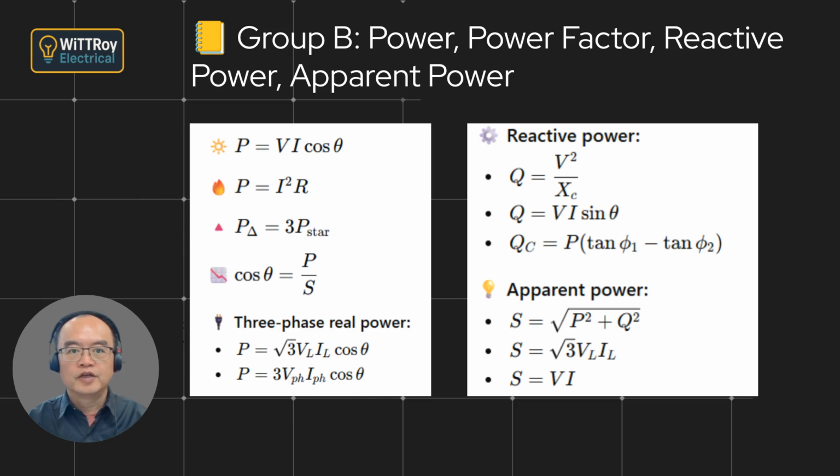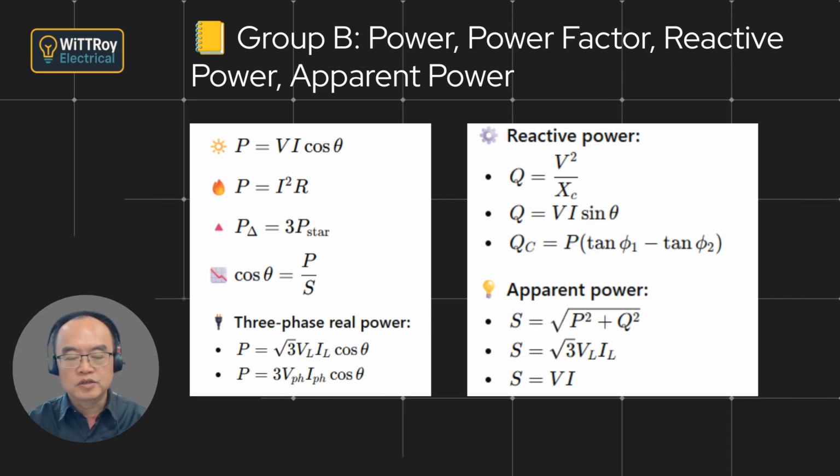This formula calculates real power in a three-phase system using phase voltage and phase current. P is power in watts. VPH is phase voltage in volts. IPH is phase current in amps. Cos theta is the power factor. Repeat, P equals 3 VPH IPH cos theta.